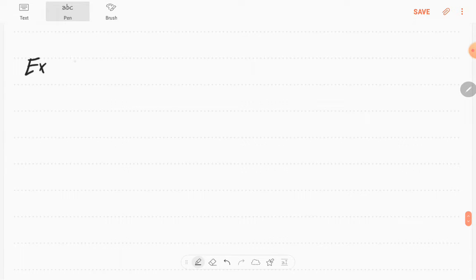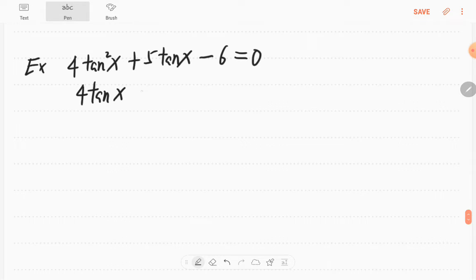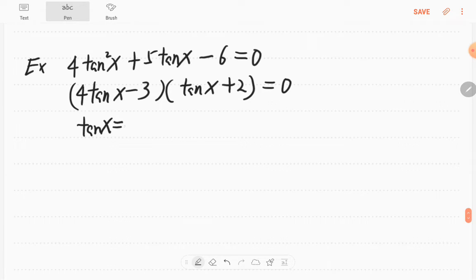Another one is 4 tangent squared x plus 5 tangent x minus 6 equals 0. So the same thing, we can treat this one as a quadratic equation, and so it would be 4 tangent x minus 3 times tangent x plus 2 equals 0. Okay, so we have tangent x equals 3 over 4, and tangent x equals negative 2.